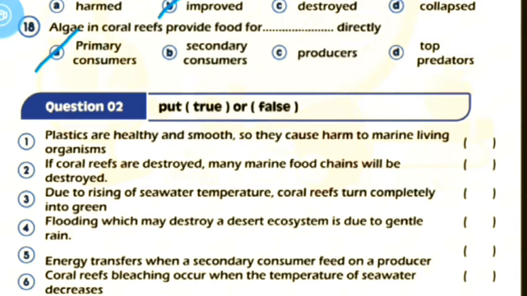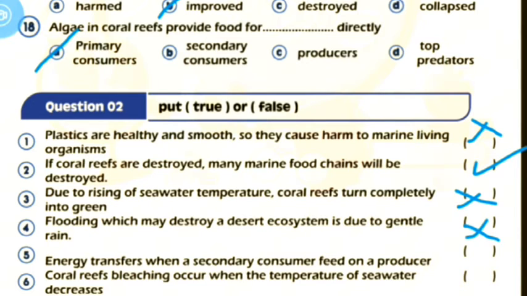The second question is true or false. Number 1: plastics are healthy and smooth so they cause harm to marine living organisms. False. Number 2: if coral reefs are destroyed, many marine food chains will be destroyed. True, of course. Number 3: due to rising of seawater temperature, coral reefs turn completely into green. False. Flooding which may destroy a desert ecosystem is due to gentle rain. False.